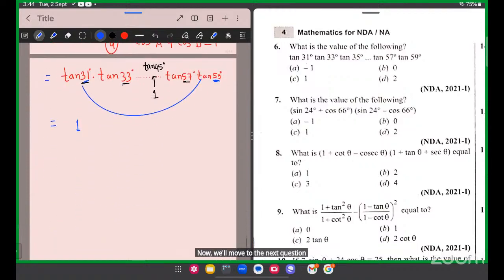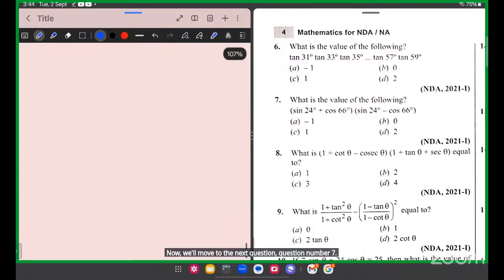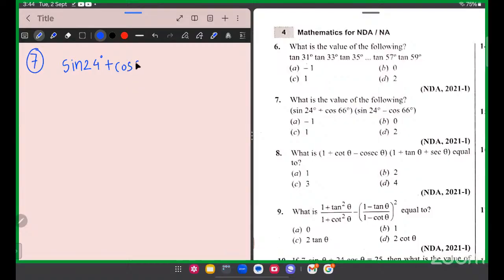Question number 7. See what is given in this question. We have got sine 24 degrees plus cos 66 degrees, into sine 24 degrees minus cos 66 degrees, right?